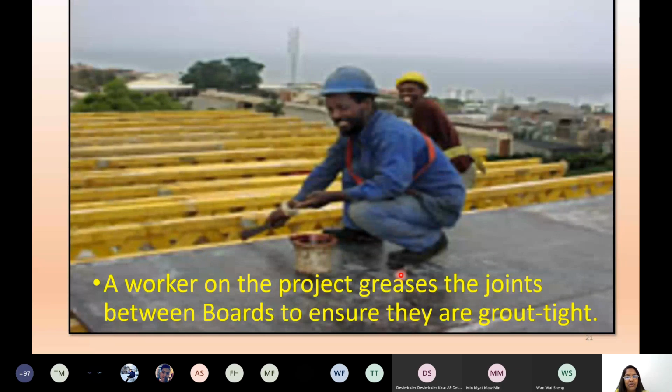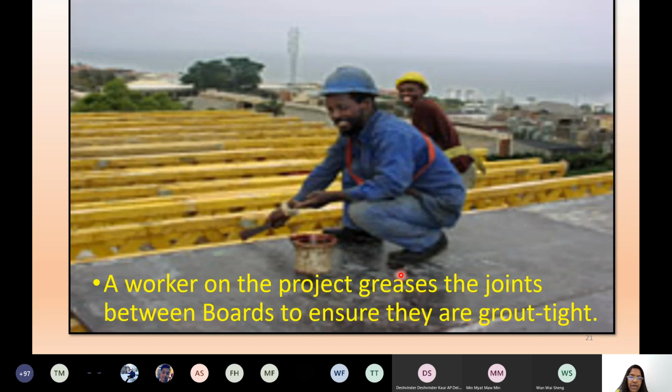So whenever you use formwork, greasing is important. Why? Grease, a lubricant, is applied to the surface of the formwork before pouring concrete, to prevent the concrete from sticking and to allow easy removal of the formwork after the concrete gets hardened.